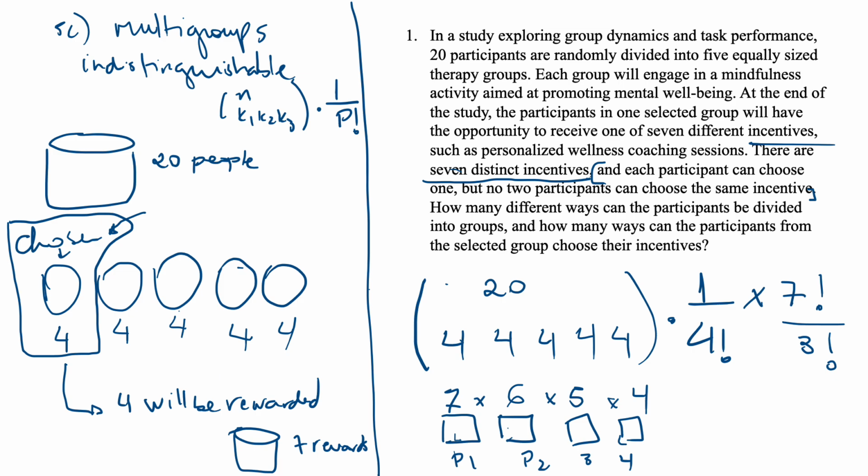So if you think about it, 7 factorial would be 7 times 6 times 5 times 4 times 3 times 2 times 1. This is 3 factorial. If I divide by 3 factorial, this will do that, and I truncate my selection. Okay? Questions?